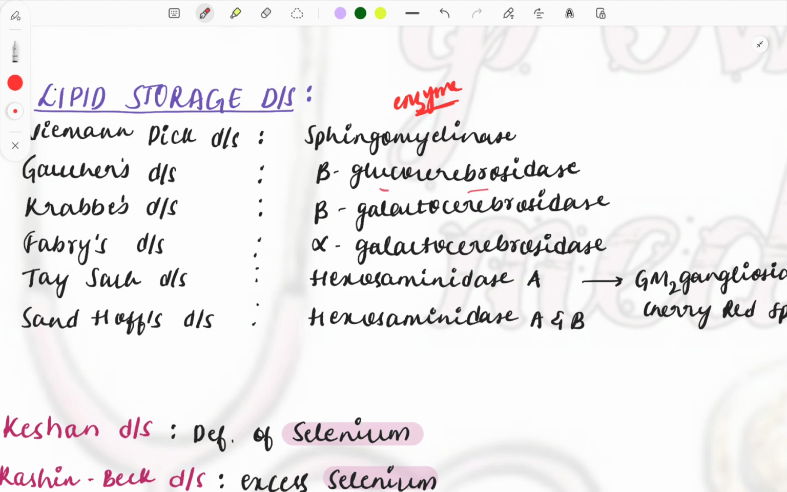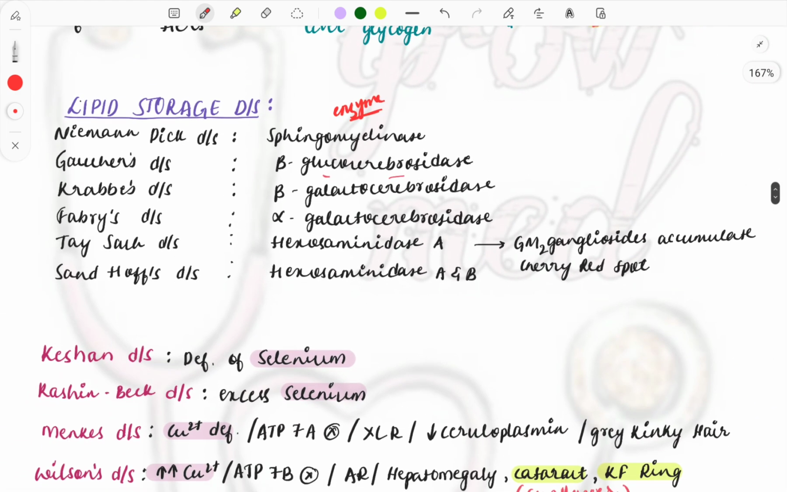Gaucher's disease, beta glucocerebrosidase. Then Fabry, alpha galactosidase. Then Tay-Sachs disease, hexosaminidase A, then Sandhoff's disease, hexosaminidase A and B. Okay, so these are the things which you must remember.